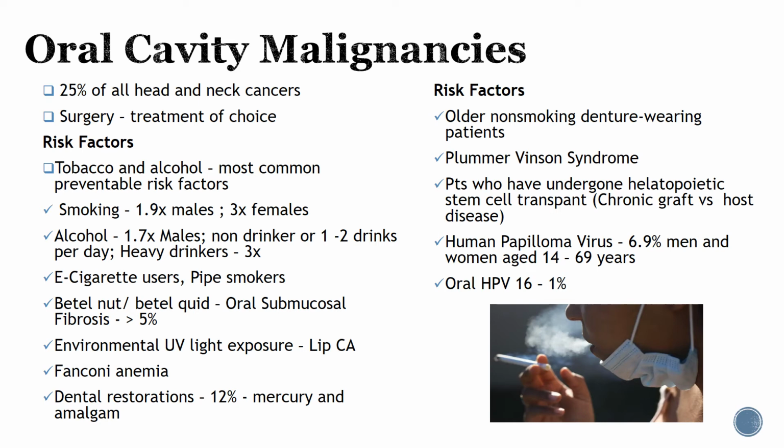Environmental ultraviolet light exposure is associated with the development of lip carcinoma. The projection of the lower lip as it relates to its solar exposure has been implicated in the pathogenesis of squamous cell carcinoma that arises in the vermilion border of the lower lip.